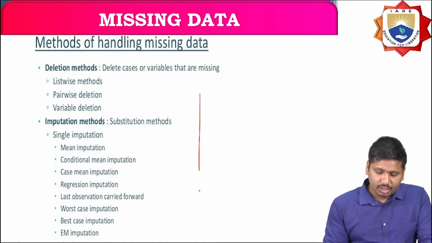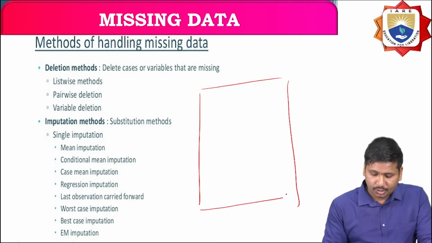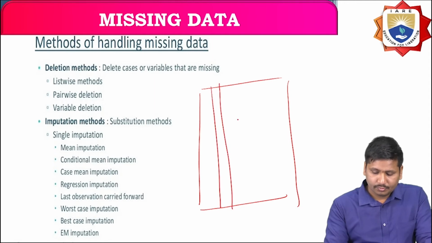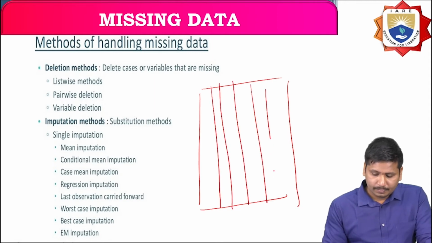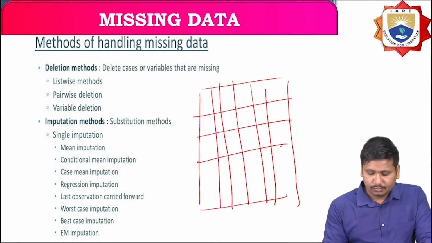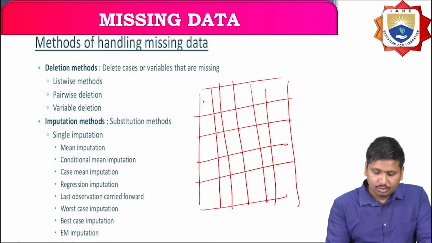Suppose I have a table. This should be ID, and this is Q1, Q2, Q3, Q4, and Q5, and these are the values I have.